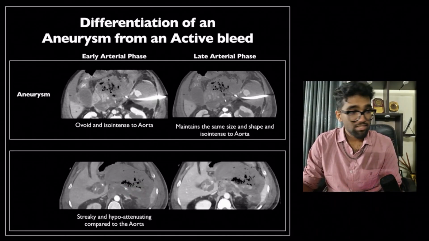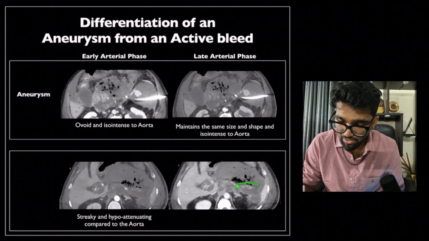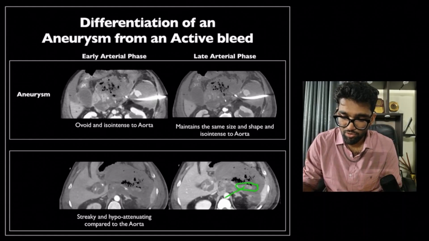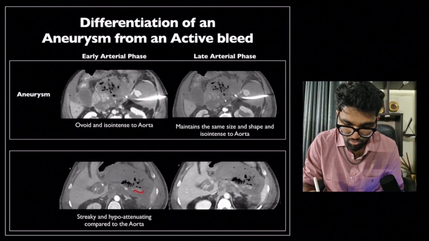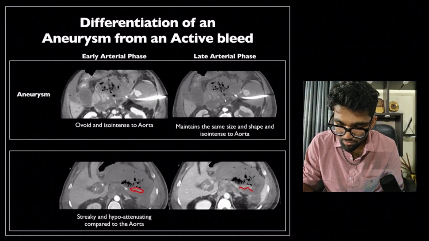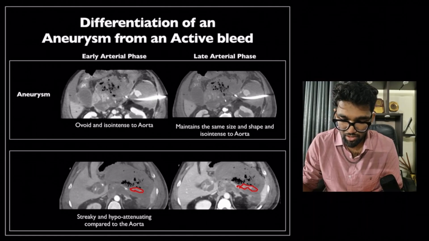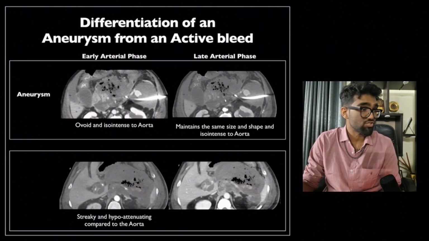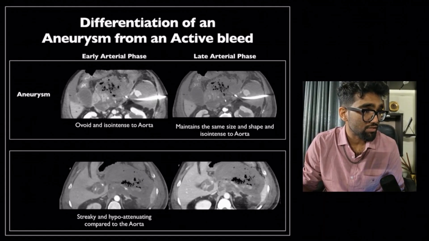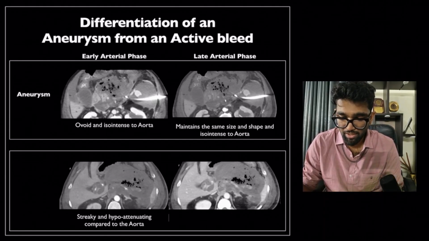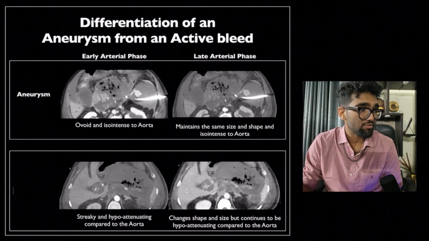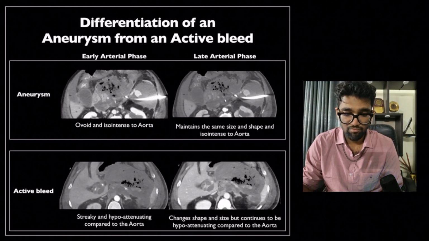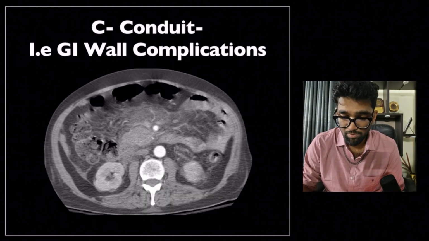Okay. Now in the next image, what you find is that the attenuation is again slightly lower than the aorta, and if you look carefully, the shape here has changed. Okay, so this was the original shape, and now the shape is much larger. So the shape of this thing has changed, and that indicates that the blood is not contained within a walled structure. This continues to be hypoattenuating compared to the aorta. Therefore it is an active bleed and will require embolization. Otherwise, the patient may become hemodynamically unstable.